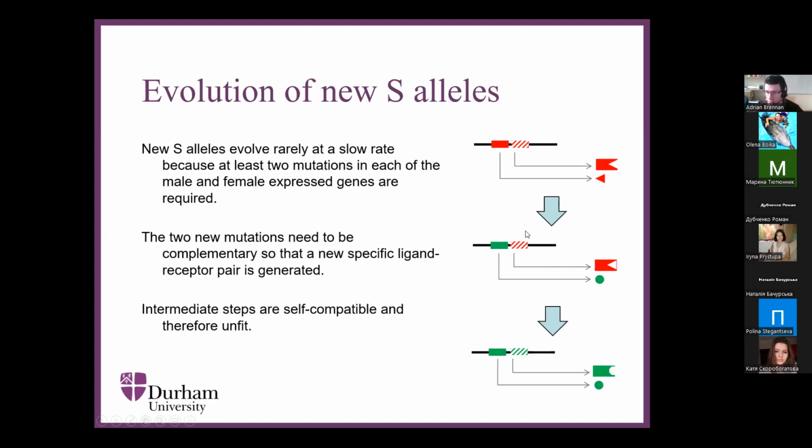And so this allele will actually be inactive. It won't recognize self anymore. And so the self-incompatibility system will be dysfunctional. And it has to wait until there's another mutation that restores a new unique specificity before this becomes a new functional S allele. So this is a very rare event, and so new S alleles evolve only very slowly.